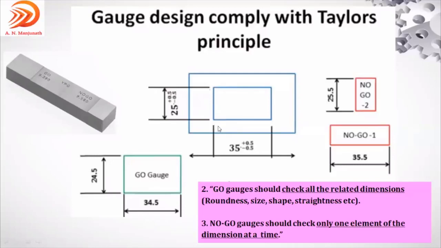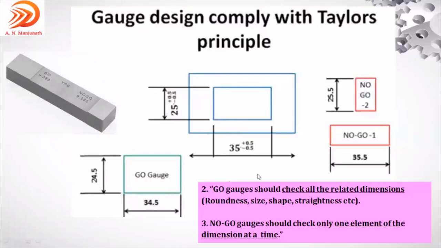This 25 plus or minus 0.05 it is also going to measure. This 35 plus or minus 0.05 it is also going to measure, right? That is, it checks all the related dimensions, whatever the component is going to have here, all the dimensions it is going to check by using only one gauge, the go gauge. So in this particular example, it is measuring the shape. Which is the shape here? It is the rectangular one. It is also measuring the straightness of it. It is also measuring these two dimensions, this 25 as well as 35.